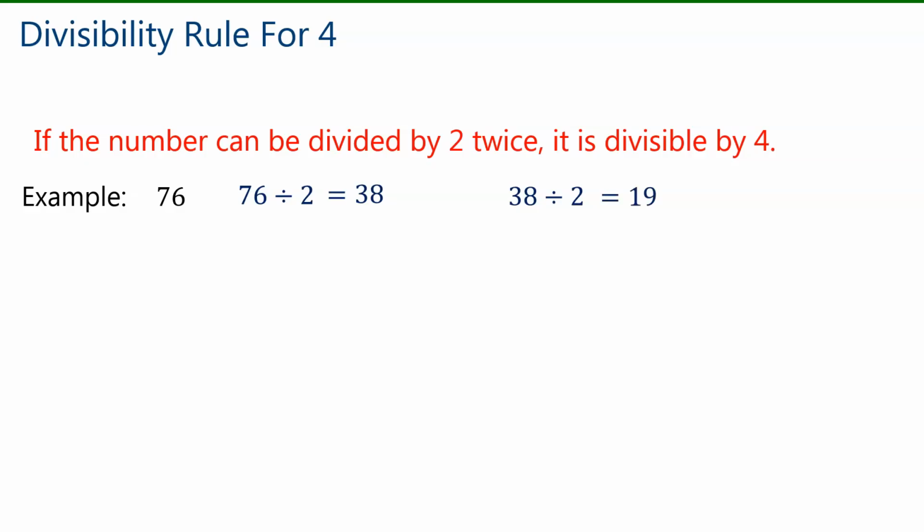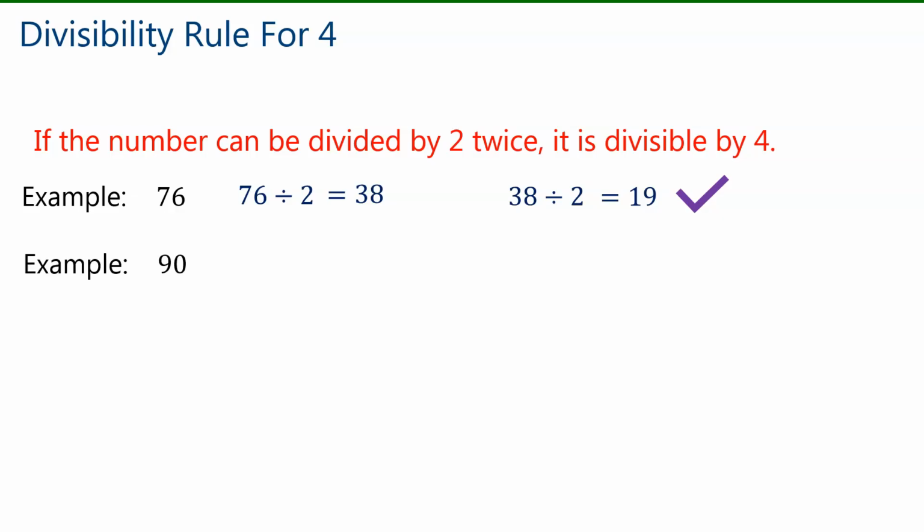And we don't actually need to figure out the second quotient, the answer of 19, because after we do division by 2 the first time, if the answer is even, we know it can be divided by 2 again, and if it's odd, we know it can't. But here I was able to divide by 2 twice, so that means 76 is divisible by 4.